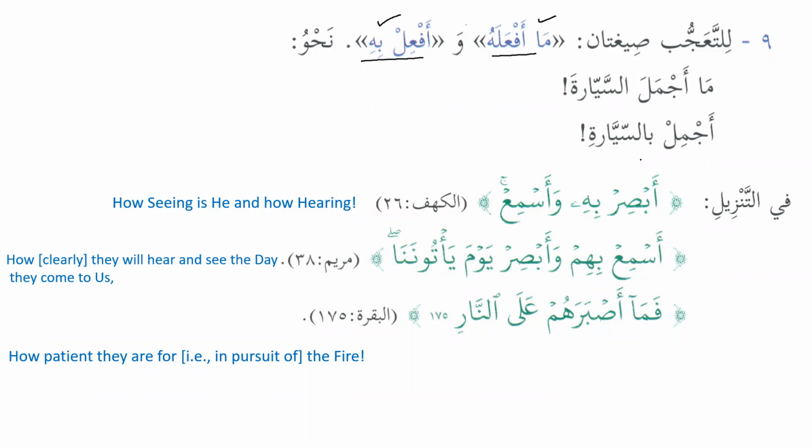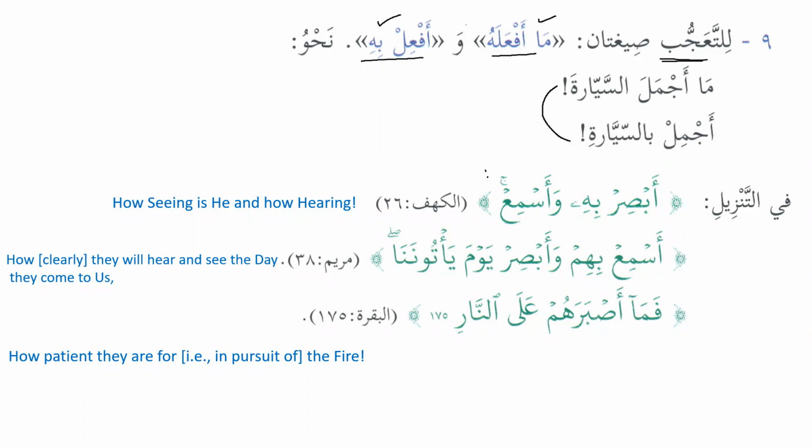And ajmil bis sayyarati, the same thing we have over here: how beautiful the car is, or what a wonderful, or what a beautiful car. So we can see here that there are 2 ways of expressing exclamation or ta'ajjub. One is on the pattern of af'alahu and the other is on the pattern of af'il bihi. In the Quran we have absir bihi wa asmi'.